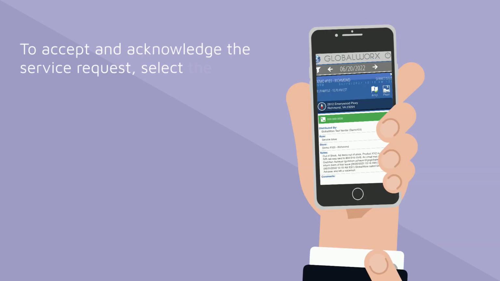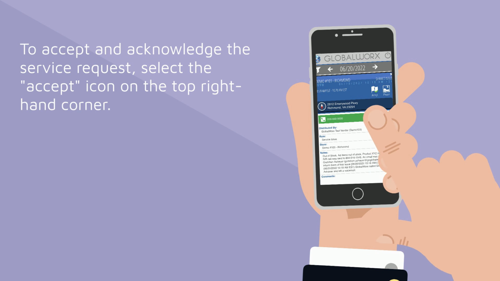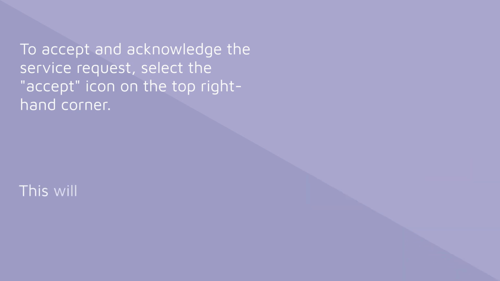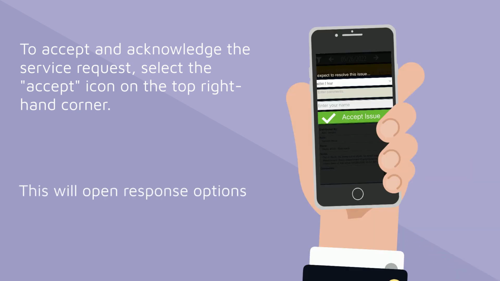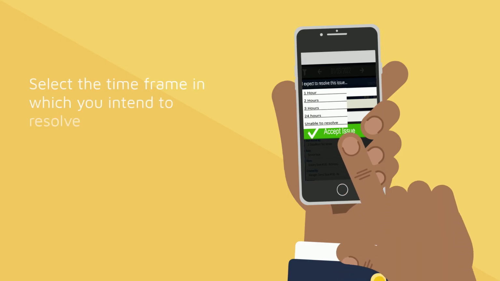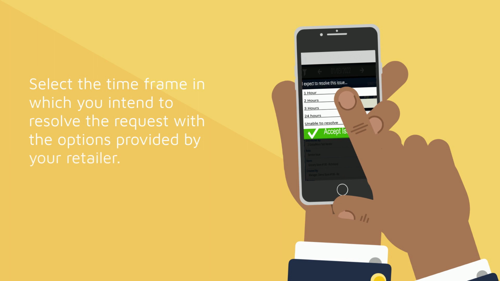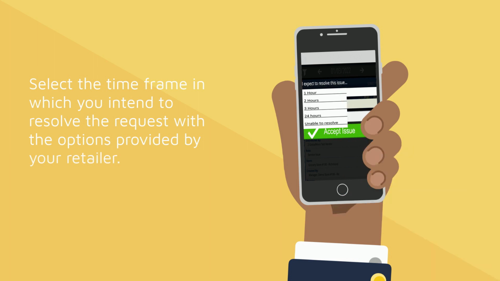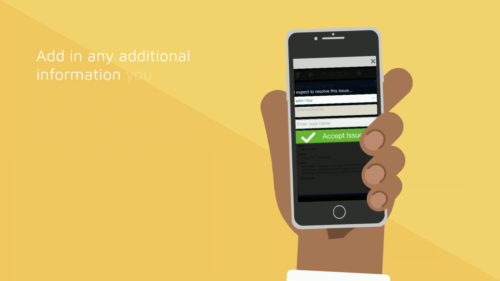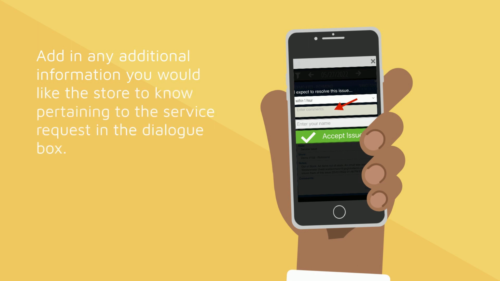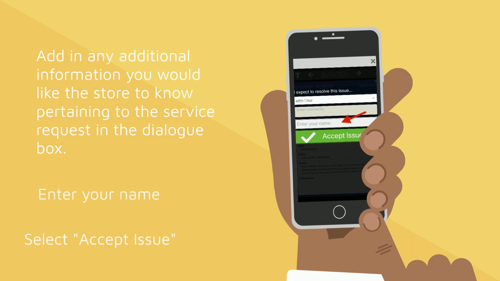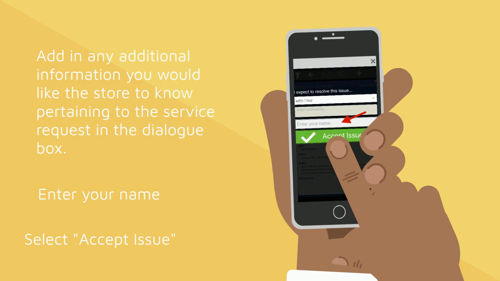To accept and acknowledge the service request, select the Accept icon on the top right-hand corner. This will open response options. Select the time frame in which you intend to resolve the request with the options provided by your retailer. Add in any additional information you would like the store to know pertaining to the service request in the dialog box. Enter your name and select Accept Issue.